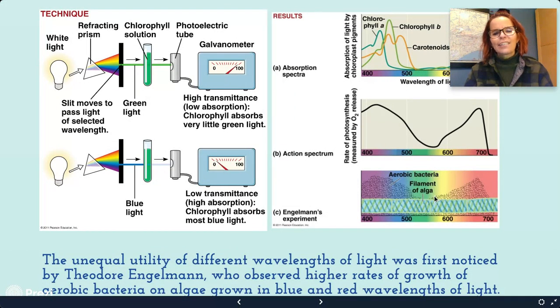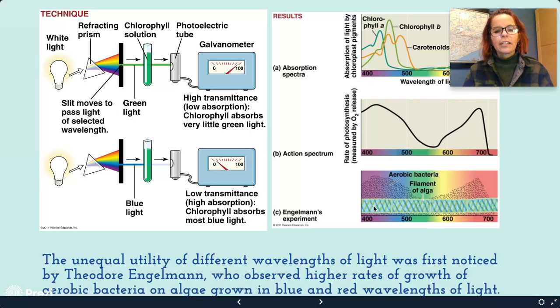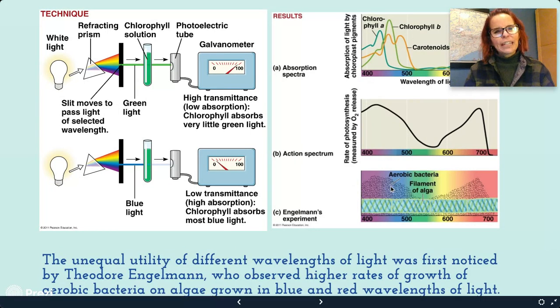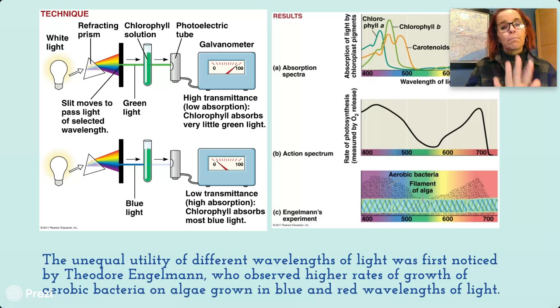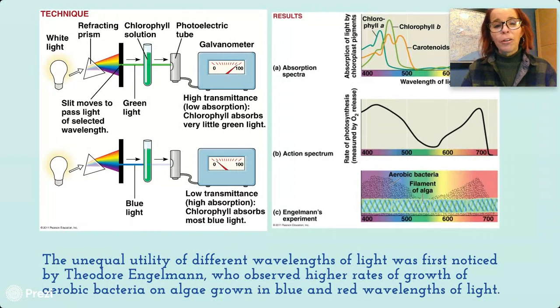Notice that there's a dip in how many bacteria are growing, and this is in the green part of our spectrum of the visible light. So we grow lots of bacteria here. They're growing on algae. Algae is photosynthetic. So they're growing on top of the algae, and we get more of the bacteria when the algae is being grown in blue or purple light, and we get more of the bacteria when the algae is grown in red light, but we don't get very much of the bacteria when the algae is being grown in green light. And that's because the algae aren't photosynthesizing. They're reflecting that green light away.